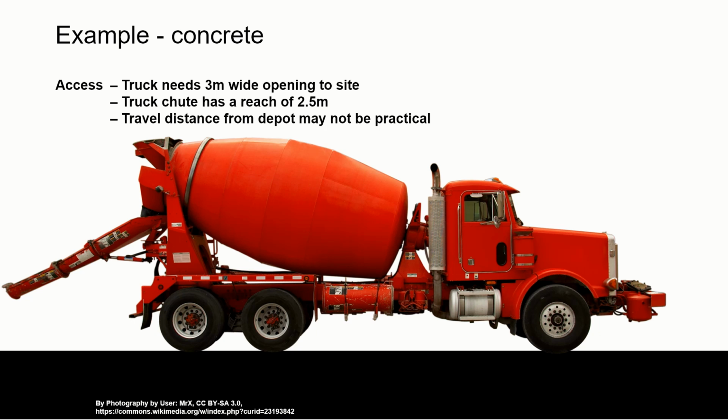Another example is concrete. We use concrete extensively in buildings for foundations, floors, roads, paths, and basement walls, all sorts of uses for concrete. But these are not small vehicles that deliver it. Most of the concrete trucks require a 3 metre wide opening to a site to be able to reverse in. And the chute at the back on a standard truck tends to have a reach of about 2.5 metres.